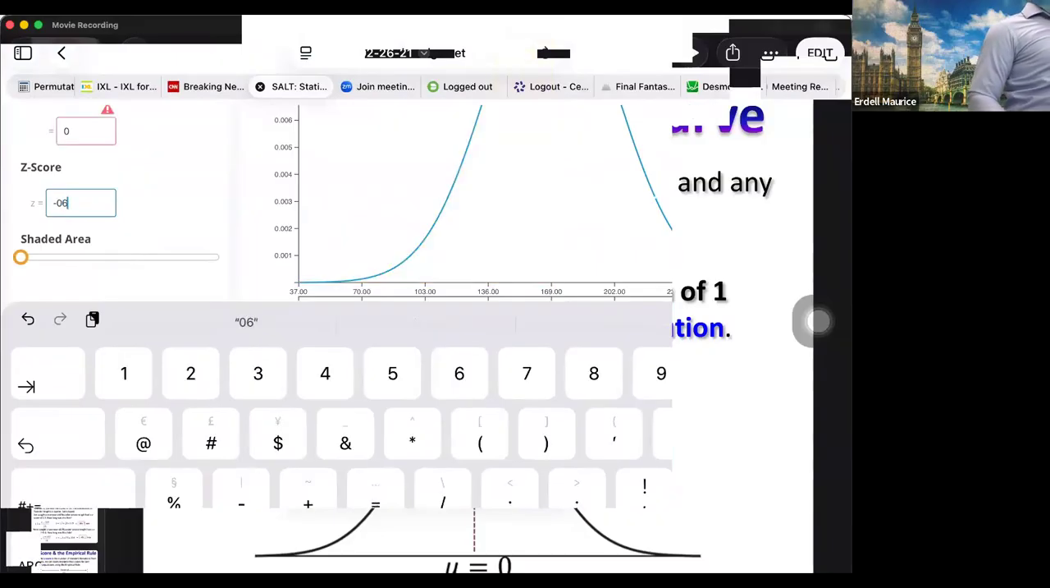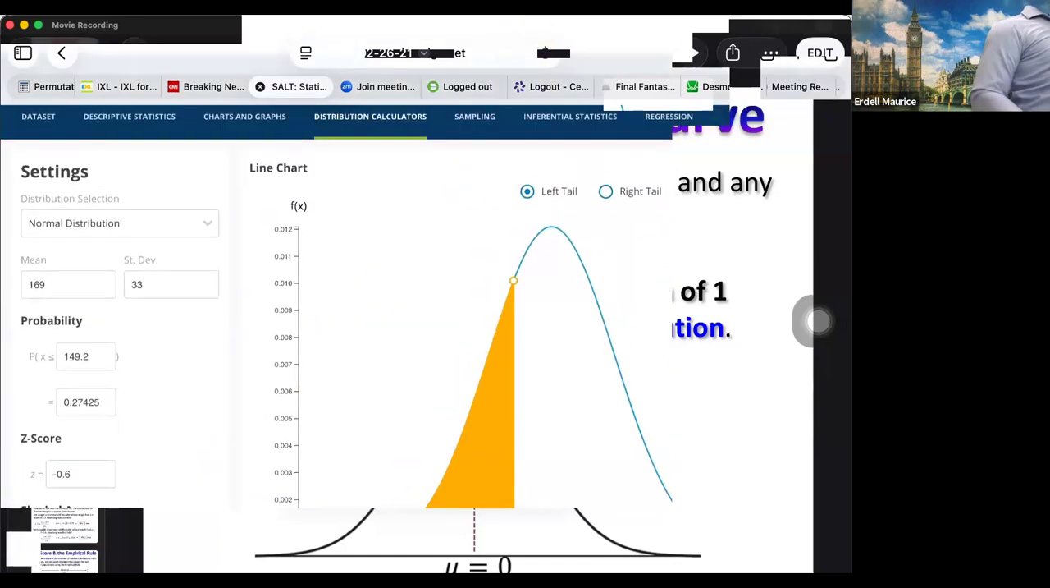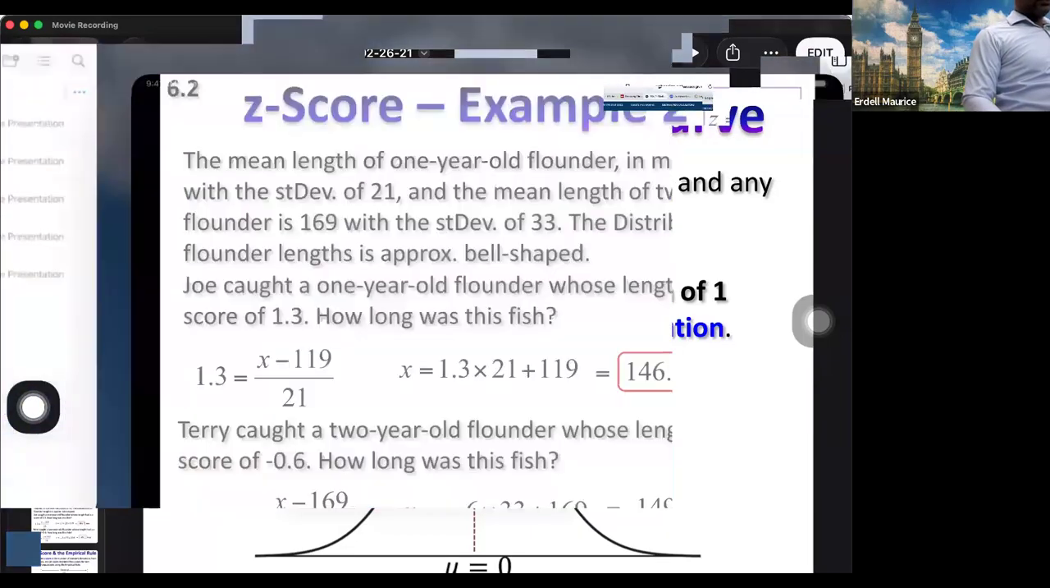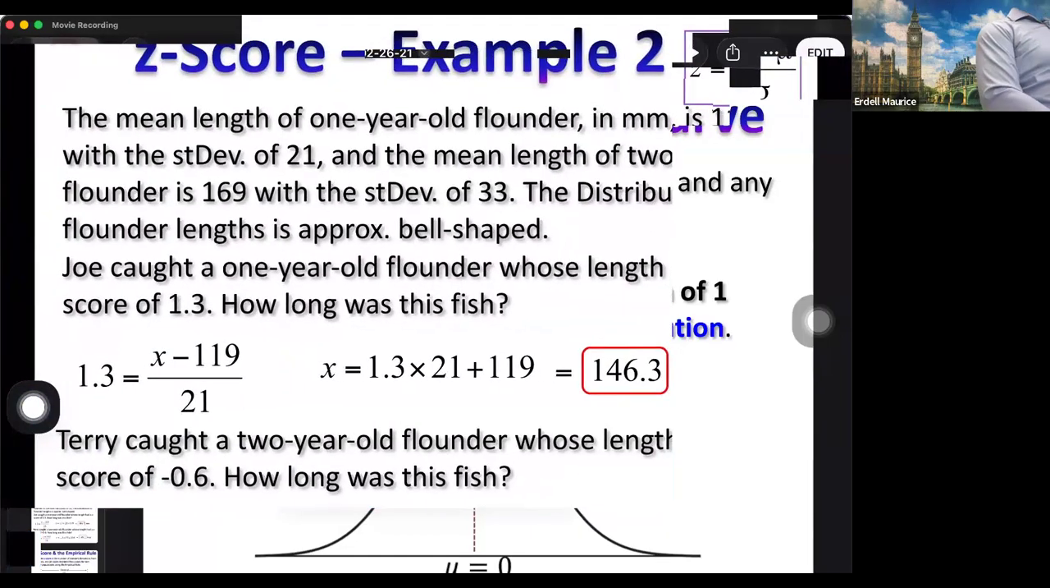That the point didn't work. 0.6. And then I come right here, I get the answer 149.2. Questions there? How my square is concerned? Cool. The key thing is I just want you to understand what SALT is doing in the background to get this answer. This is what it's doing.